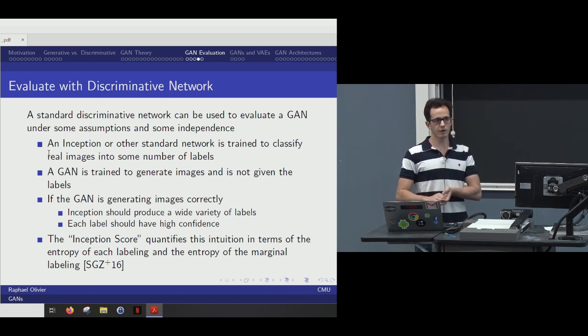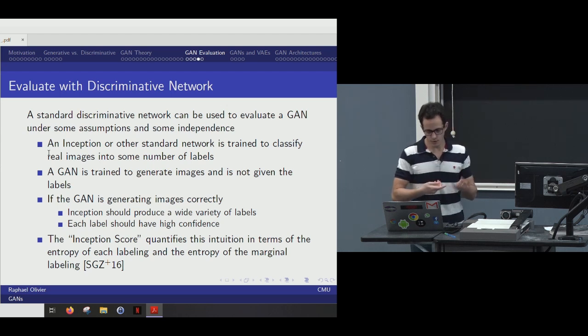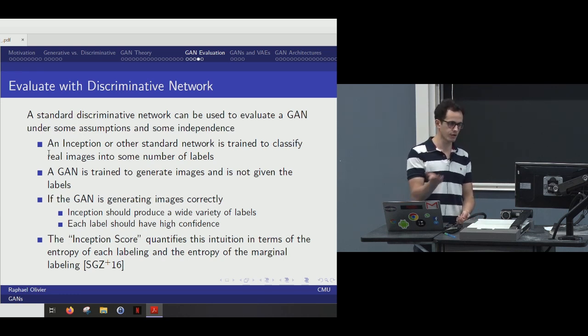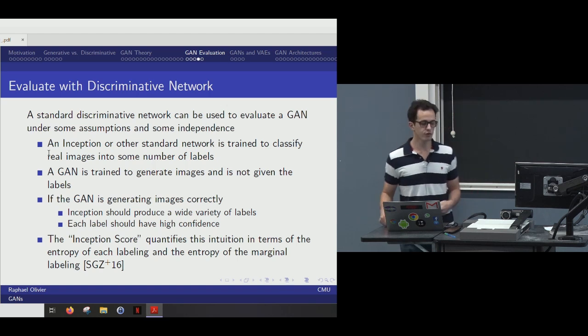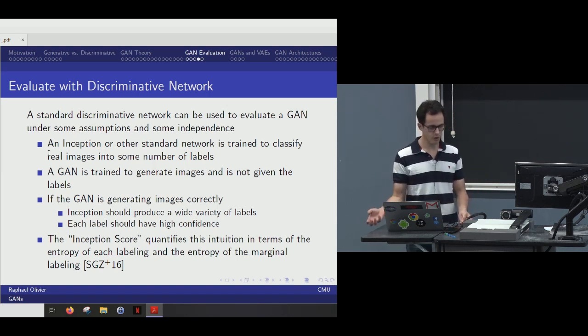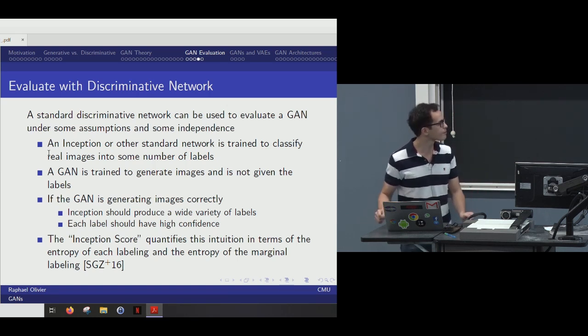By playing around with that idea, you can get something called the inception metric, where you take the network architecture called Inception, and you use it to evaluate your GAN by looking at the entropy of each of the different labels and saying all of those should be big. That's called the inception score, and you see it around in a lot of GAN papers. If you want to know more of the details, you can look at the paper that introduced that metric.